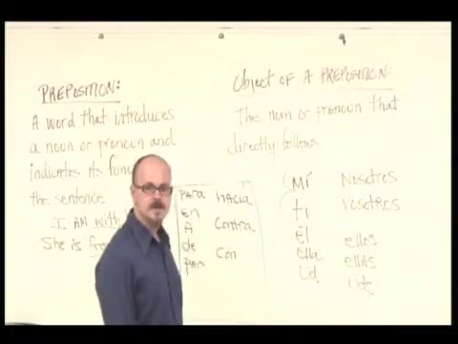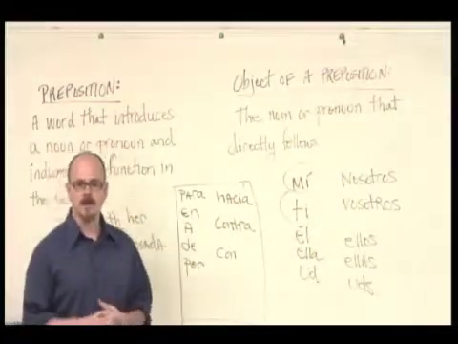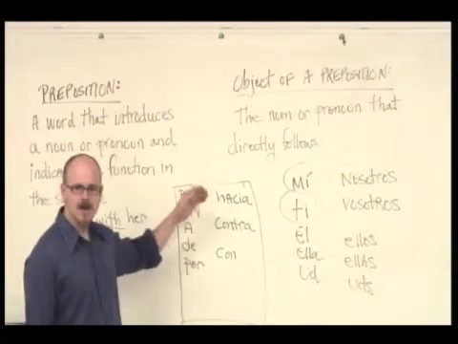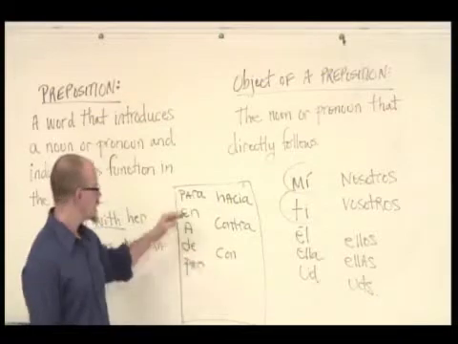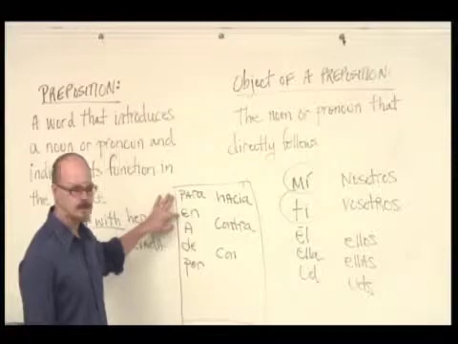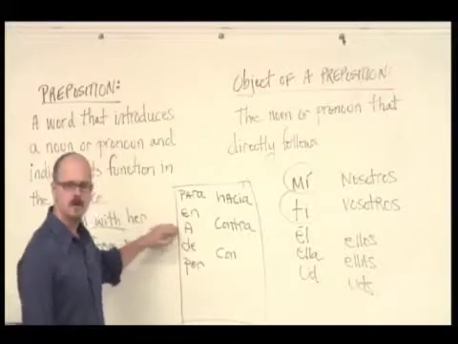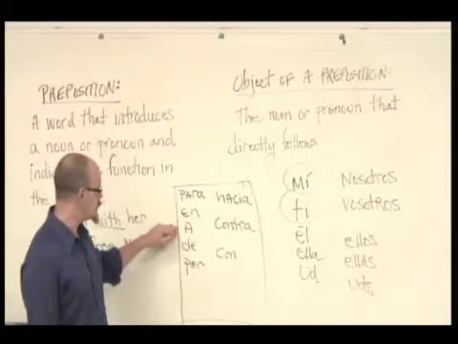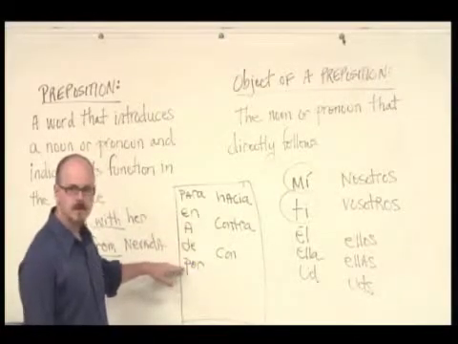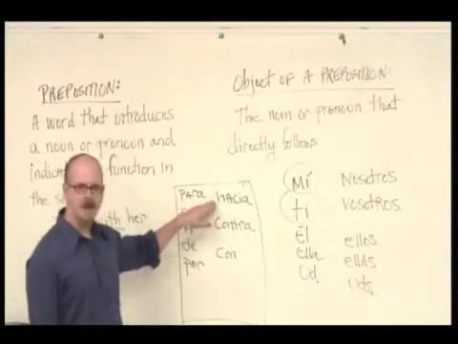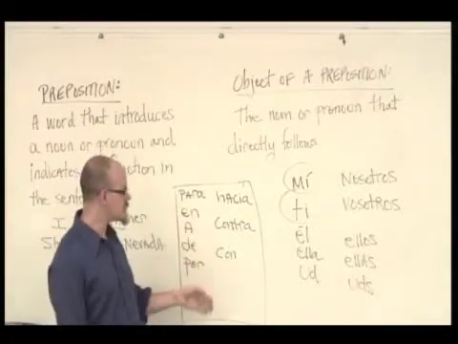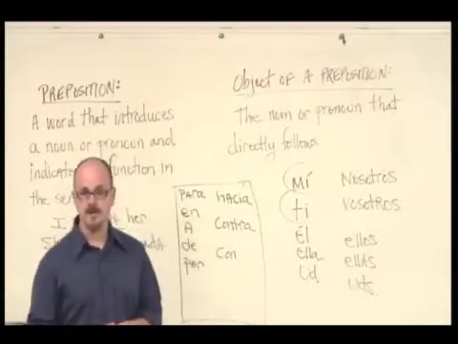In Spanish, some examples of prepositions, not an exhaustive list, would be para, en, a, de, por, hacia, contra, and con. Para can mean for, as well as a bunch of other things. En can mean in or at. A can mean at or toward. De generally means of. Por can mean for, as well as a bunch of other things. Hacia means toward. Contra means against, and con means with. So these are some examples of prepositions in Spanish.